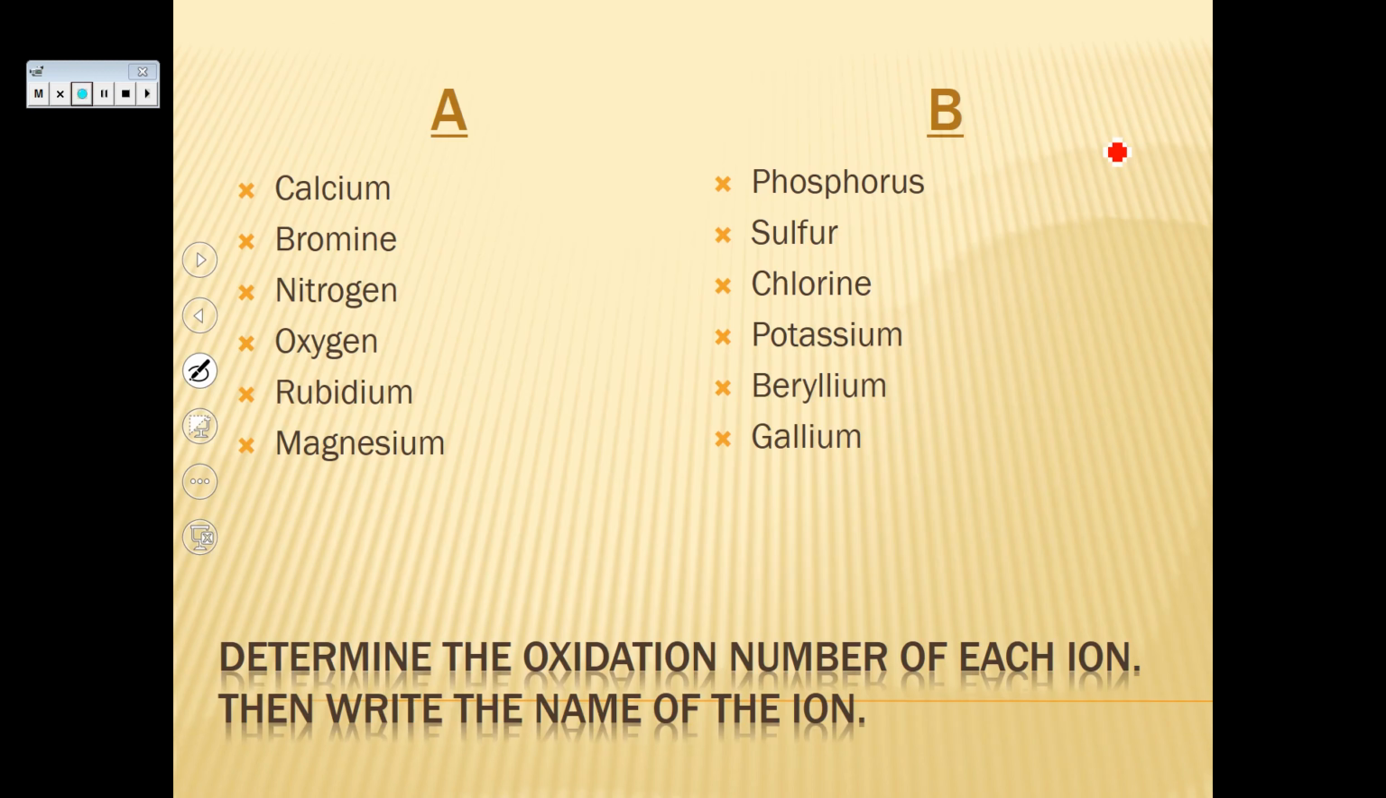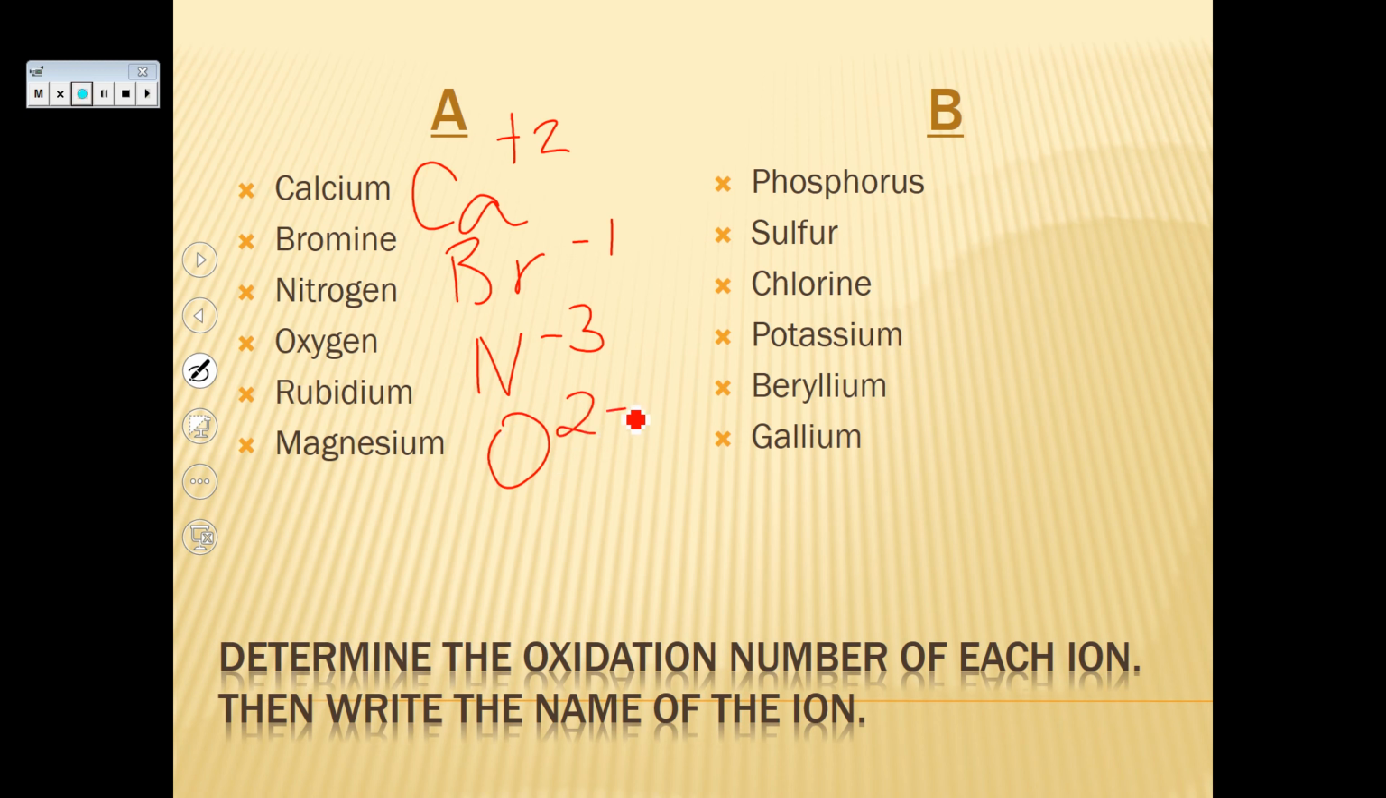Determine the oxidation number of each ion, then write the name of the ion. So calcium, using this cheat sheet, is going to take on a positive 2 charge. Bromine is going to be Br negative 1. Nitrogen is going to be N minus 3. Oxygen is going to be O 2 minus. Rubidium will be Rb plus 1, and magnesium will be Mg plus 2.